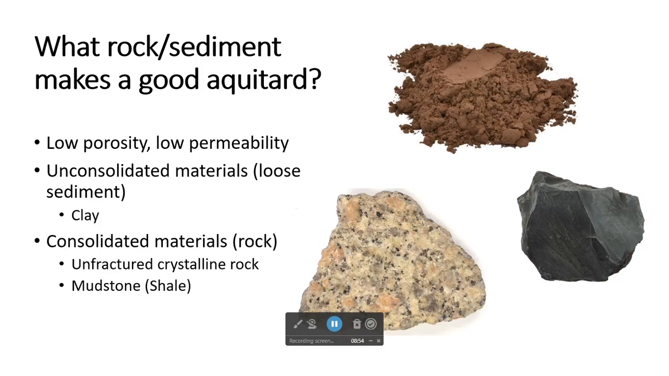And then what would make a good aquitard, or kind of slow the flow of that water? Obviously low porosity, low permeability rocks. Unconsolidated materials that would slow the flow of water would be loose sediment, including clay. So when you have really fine grained material. And then consolidated materials that slow the flow would be unfractured crystalline rock like granite, and then also mudstone or shale as well.